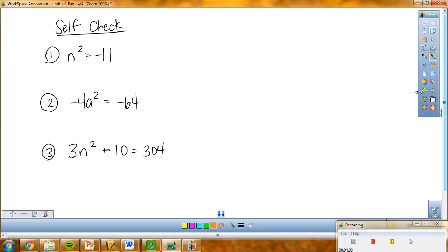So that's it for this objective. Here we have 3 problems for the self-check. So just make sure that you are following the key points, and do not forget your plus and minus symbols. Good luck, and we'll see you back in class with questions.